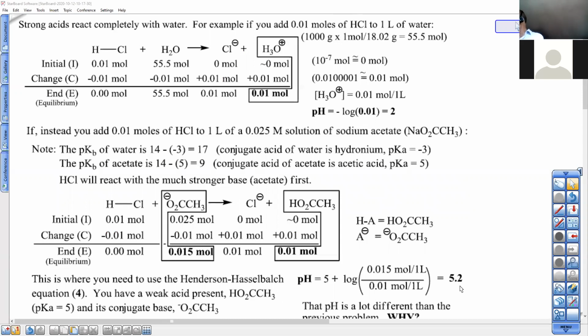Is that magic? No, it's not magic. That's what buffers do. Close to 5. That's the pKa, 5, right? That's what buffers do.